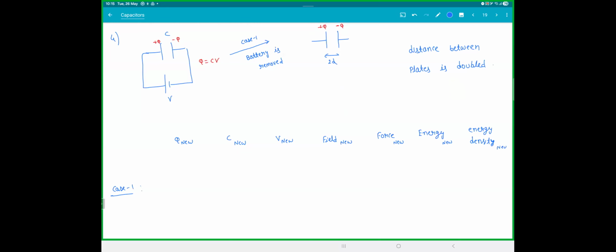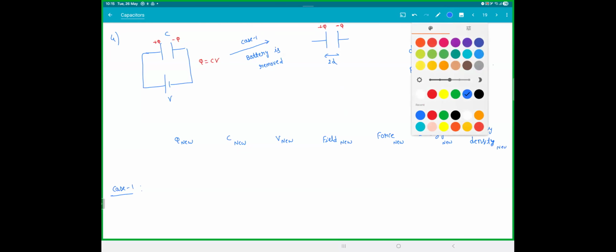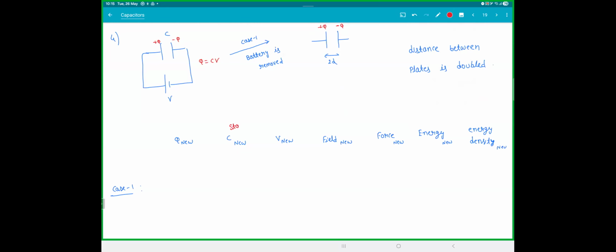So first thing, whenever you get these kinds of questions, start with capacitance, because capacitance does not depend on anything else. What is the formula for capacitance? Aε/d. Since the distance became double, capacitance becomes half. So this becomes C/2. Makes sense? If initially it was C, now it is C/2. Second thing, since the battery is removed, charge remains constant because there is nowhere for the charge to go. So if initially charge is Q, finally charge is also Q. You can write same.